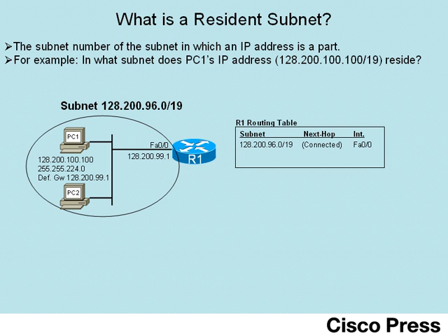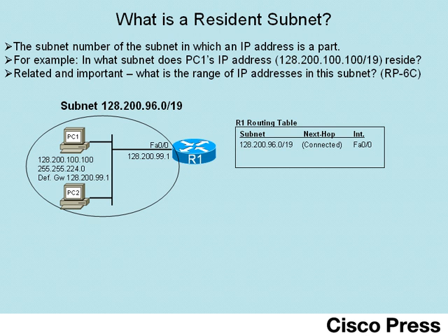If other routers existed in the picture, R1 would then advertise a route for that same subnet to the other routers that exist. Now, another fact you might want to know is, what's the range of IP addresses that can be used inside that subnet? For instance, if you added another PC to this subnet, what would be a reasonable IP address to choose that would be a legal IP address? So, to answer that particular question, we'll use a related process that we call RP-6C, which answers the question of what is the range of IP addresses in a particular subnet.